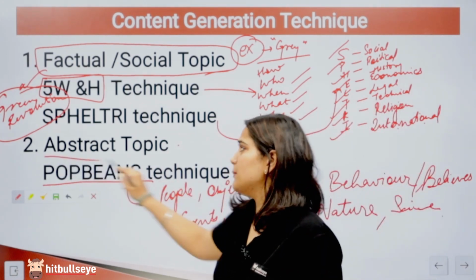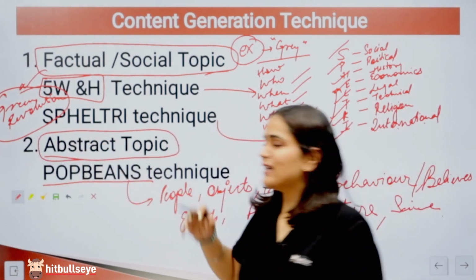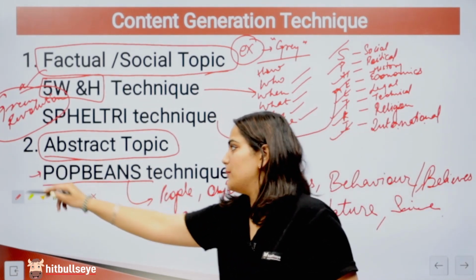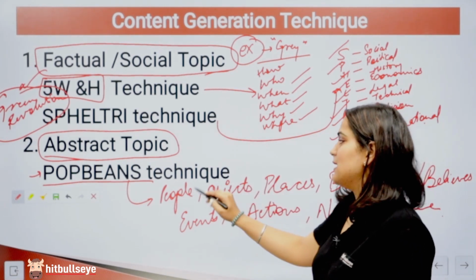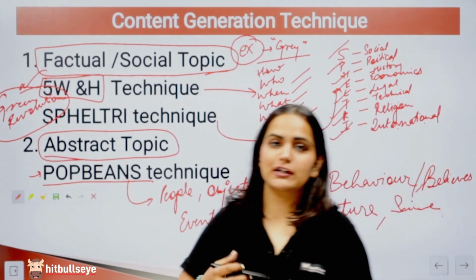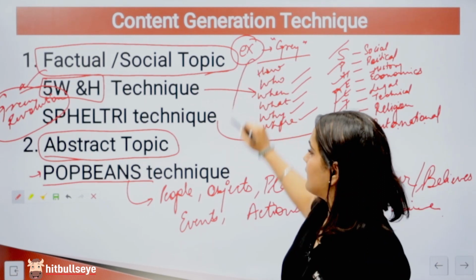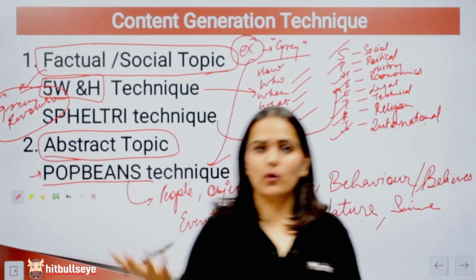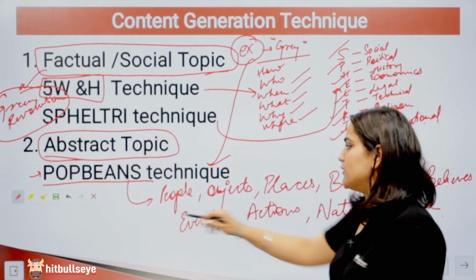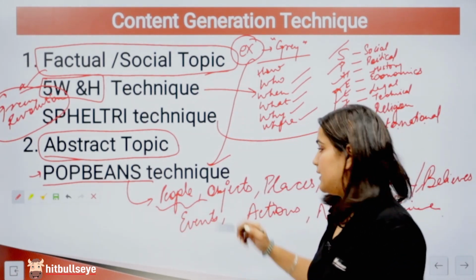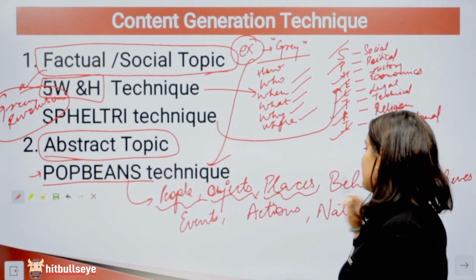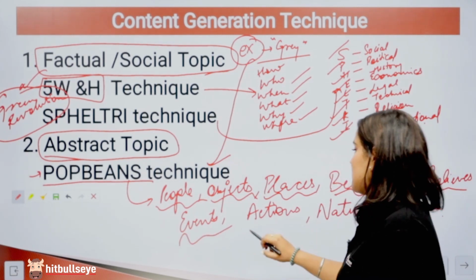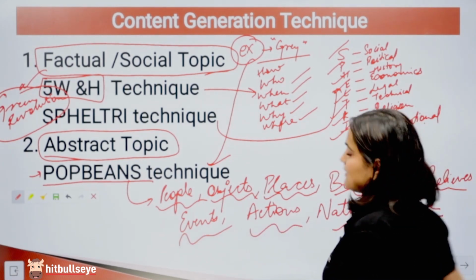Now, talking about the abstract topic, one of the biggest problems that most students face. Here is a technique, the POP BEANS technique. POP BEANS means how you can relate a particular topic to different things. Here, grey is your abstract topic. So what all can be grey? It can relate to people, objects, places, behavior, beliefs, events, actions, nature and science.